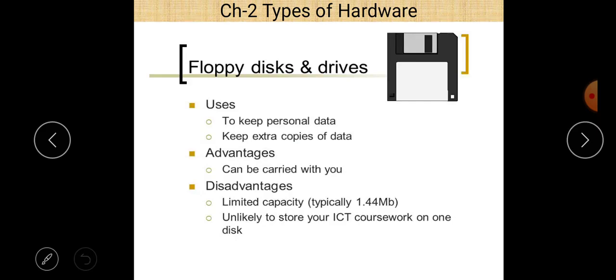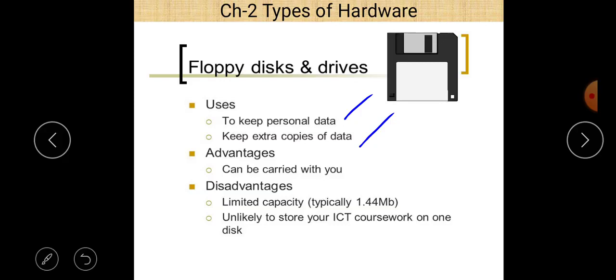Use: they are used to keep personal data and keep extra copies of the data, and some advantages are also there. You can carry it with you very easily, but it has a very limited capacity, only 1.44 MB. That's why they are not popular nowadays, and nowadays they are almost not a part of any computer system, and it is unlikely you could store ICT coursework on one disk. So that is the second disadvantage of floppy disk.